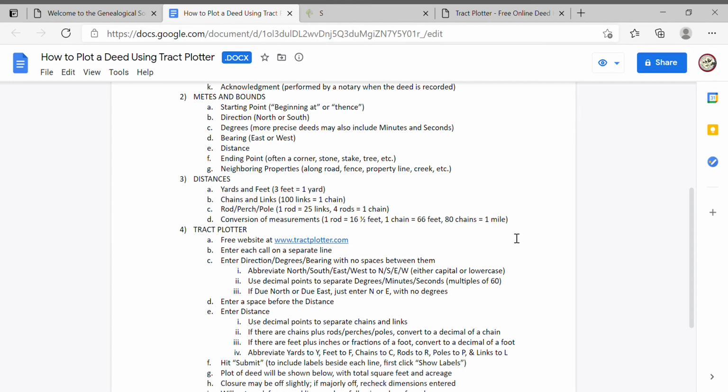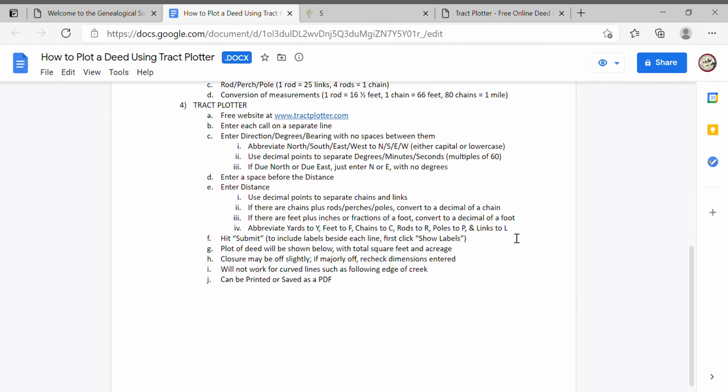Okay, so now we're going to actually get to Tract Plotter, the website. This is a free website. You don't even have to create a login or anything. You can just use it whenever. I'm going to show it to you right here.